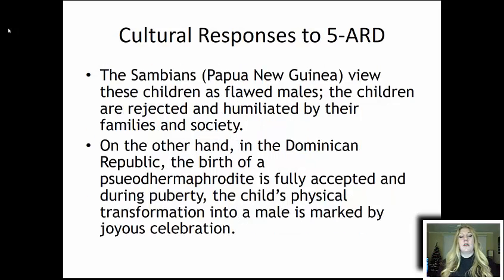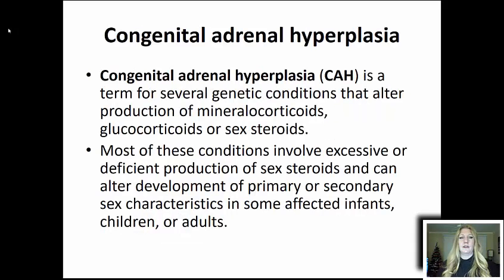In Papua New Guinea, the children that have 5-ARD are viewed as flawed, and they are rejected and humiliated by their families as well as society, unfortunately. Whereas in the Dominican Republic, you see a very different societal view. The birth of the pseudohermaphrodite is fully accepted, and during puberty, the child's physical transformation into a male is marked by a joyous celebration. And I think that is wonderful. We could really use to follow that example.